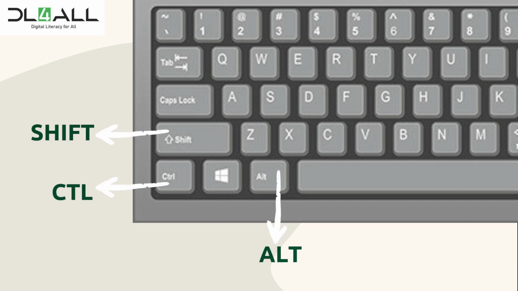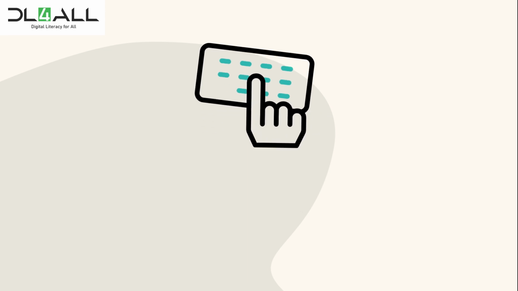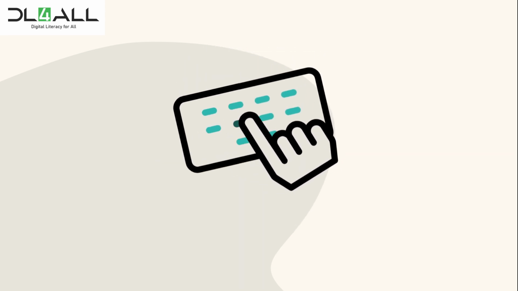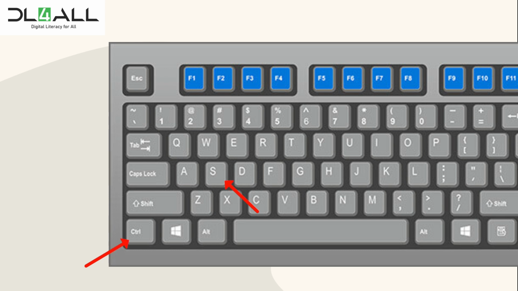Control, alternate, and shift keys. These are modifier keys. When pressed in combination with other keys, they perform additional functions or keyboard shortcuts. For example, Ctrl-S is commonly used to save a document, while Ctrl-Z is used to undo an action.